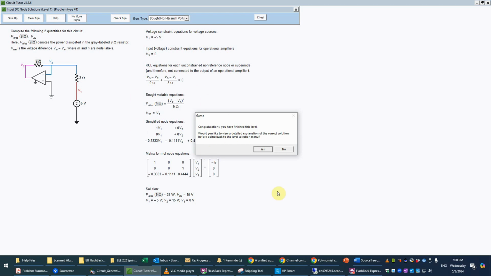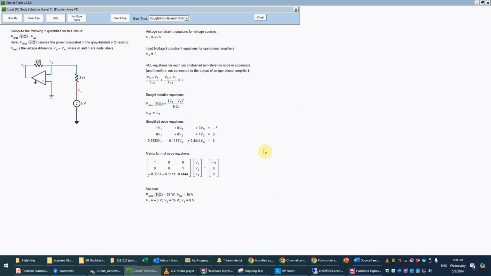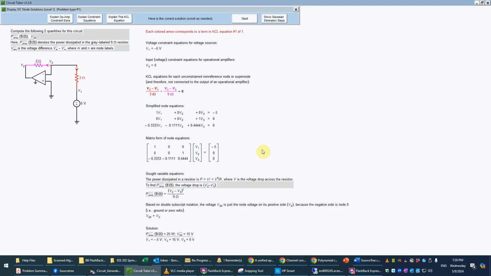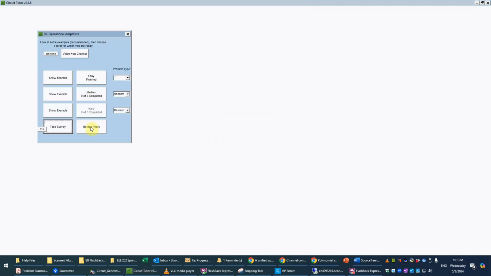And if I want to see a detailed explanation of this, I can click yes here, and it'll basically just sort of walk me through that one KCL equation and give a little bit more detailed explanation than you would otherwise have here. And you can of course get detailed explanations of the op-amp input constraint equations, the voltage constraint equations, and the KCL equations if you need that. And you can also look at the Gaussian elimination again if you wanted to do that. So we'll just close that out. And again, if you need your transcript, that's available from the review work button. So that completes this problem.